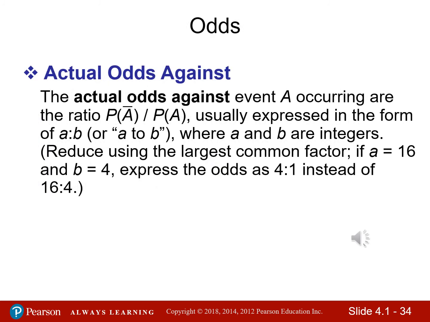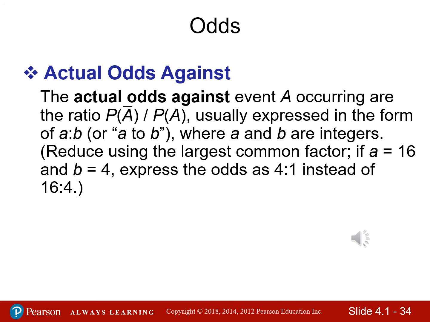Expressions of likelihood are often given as odds. For example, someone might say the odds of an event are 50 to 1. Odds make it easier to deal with money transfers associated with gambling. Probabilities make calculations easier, so they tend to be used by statisticians, mathematicians, and scientists. Let's look at two types of odds.